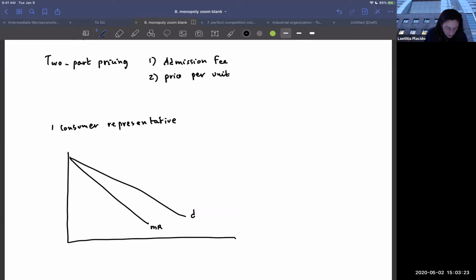I'm going to draw the marginal costs as usual. And we're going to see how this two-part pricing works. So first, our benchmark. What is our benchmark? Our benchmark is a regular monopolist who is going to set marginal revenue equal to marginal cost. So he's going to sell quantity, I'm going to call it little qm, and charge a price little pm. That's our benchmark.